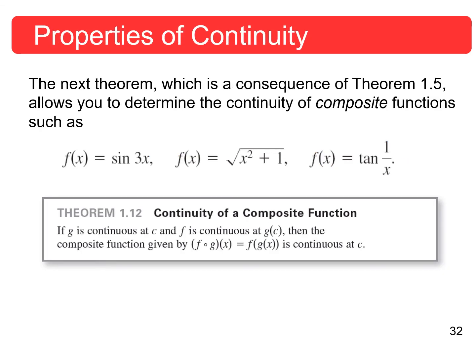Now, this next theorem here allows us to determine the continuity of composite functions, such as this function and this function. So if g is continuous at c and f is continuous at g of c, then the composite function given by f circle g, or composition of f and g, is also continuous at c.